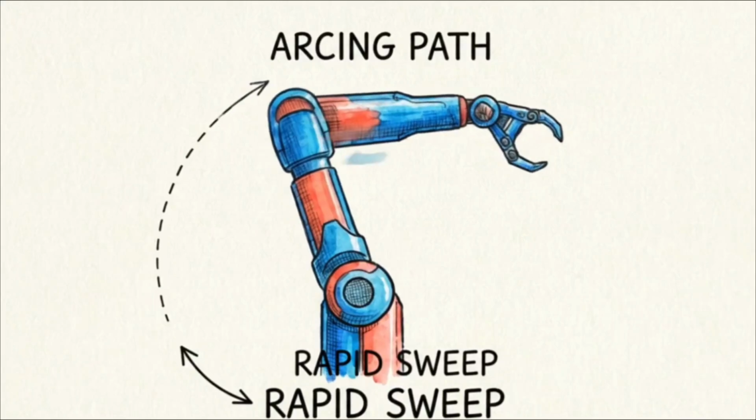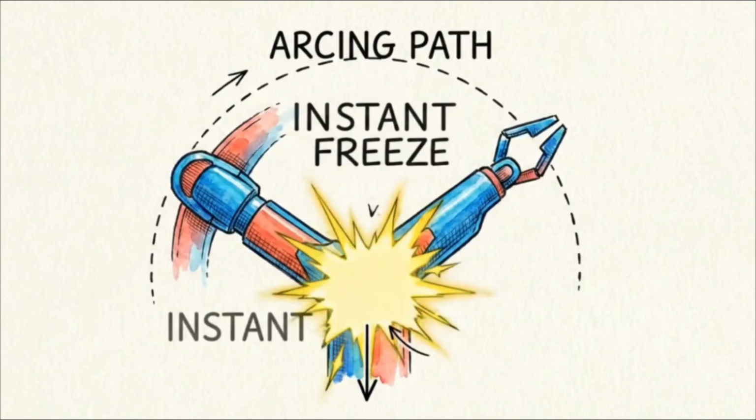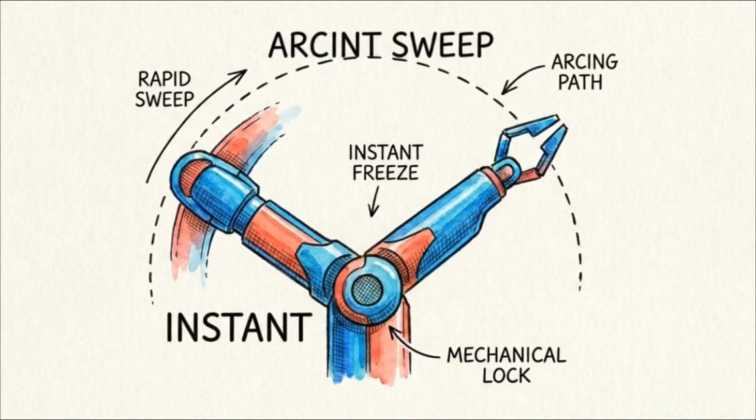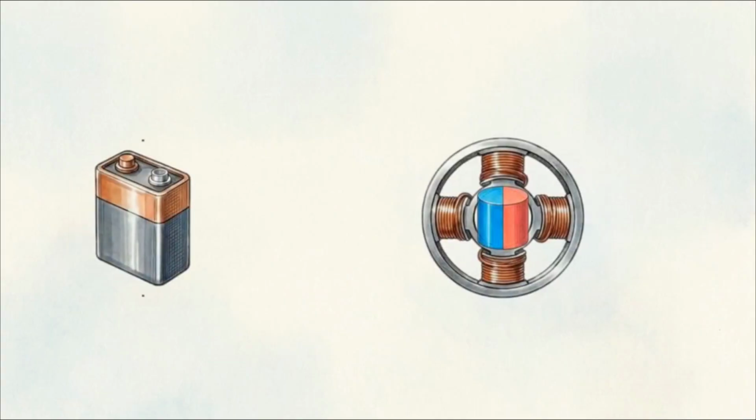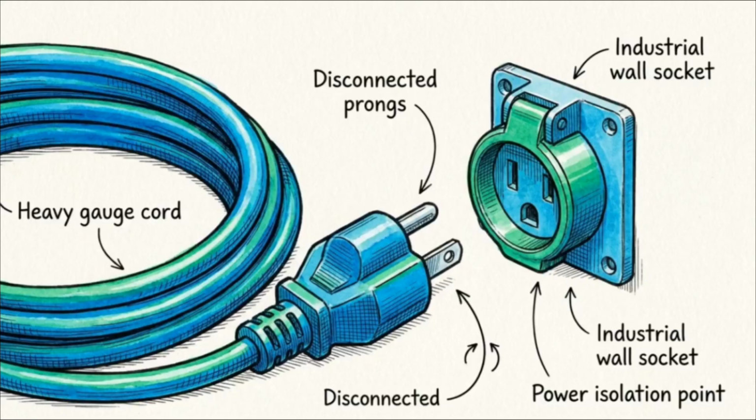Industrial manufacturing requires continuous motion, a toolpath tracing a long, fluid arc, followed by an absolute locked position. Standard direct current motors are built for continuous velocity. You apply voltage and the shaft spins. But if you cut the power, inertia takes over.